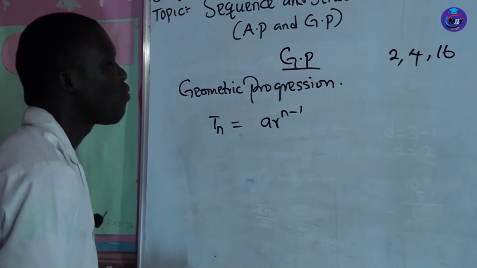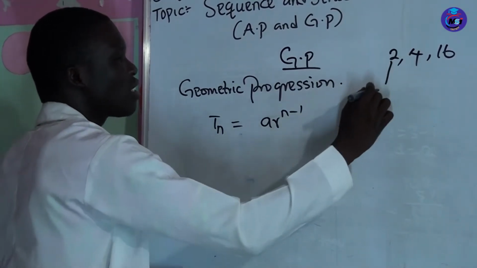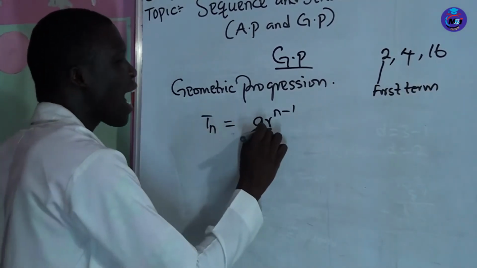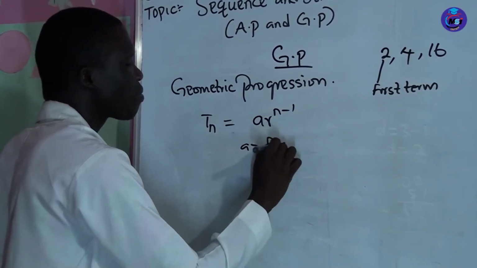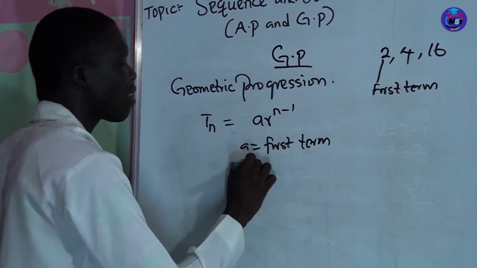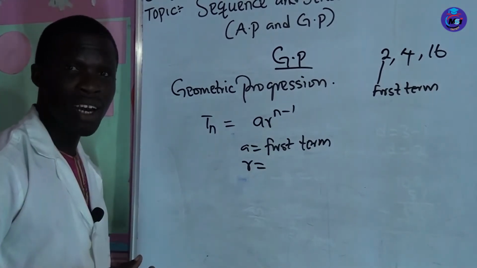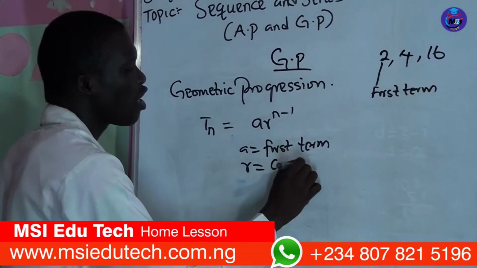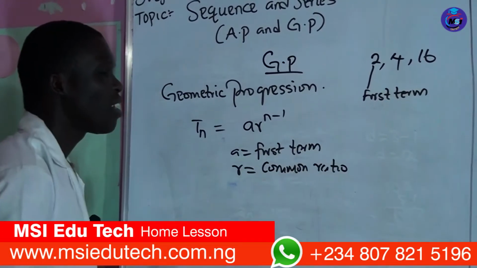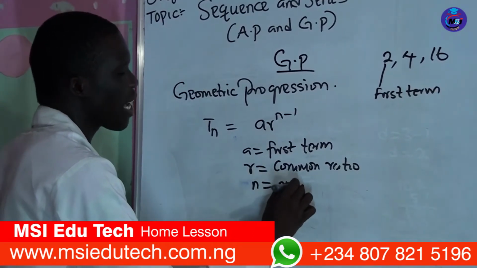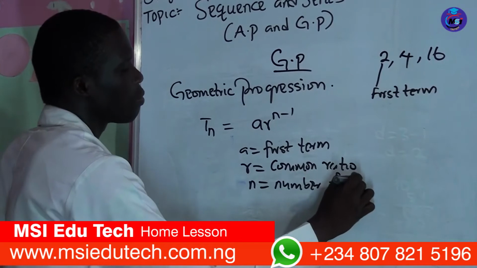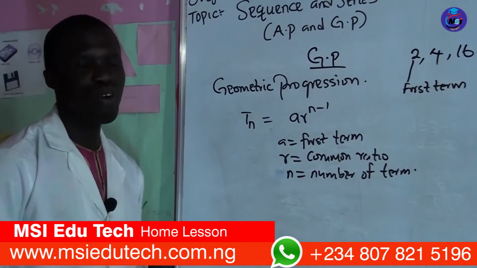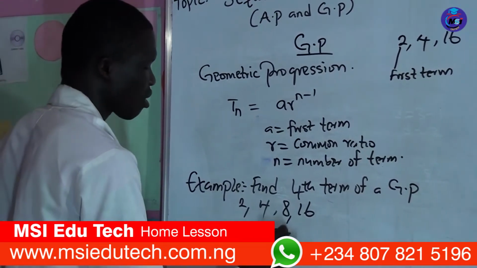Now from here, a is the first term, but you need to be very careful here. We have r. r is called radius, right? Oh, not radius. It's called common ratio. Common ratio. Okay? n is the same as the number of terms. Now, I'm going to give you an example where you can apply this formula. You have something like this. Let's solve it together.